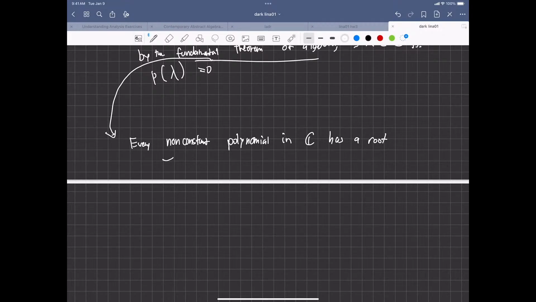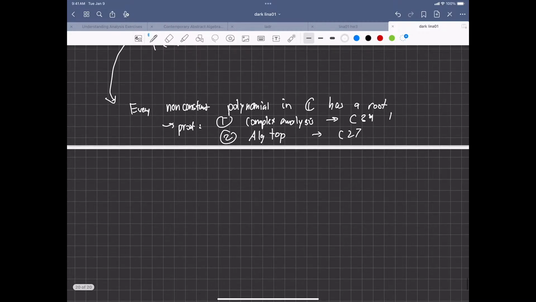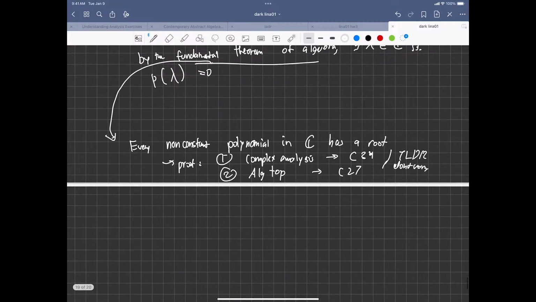The proof is, there's multiple proofs. One uses complex analysis, so you won't be able to prove this yet. Again, complex analysis is C34. One uses algebraic topology, we did this in C27. So again, don't worry about the proof. TLDR, don't worry about the proof. You can just use it. Every non-constant polynomial in C has a root, right?